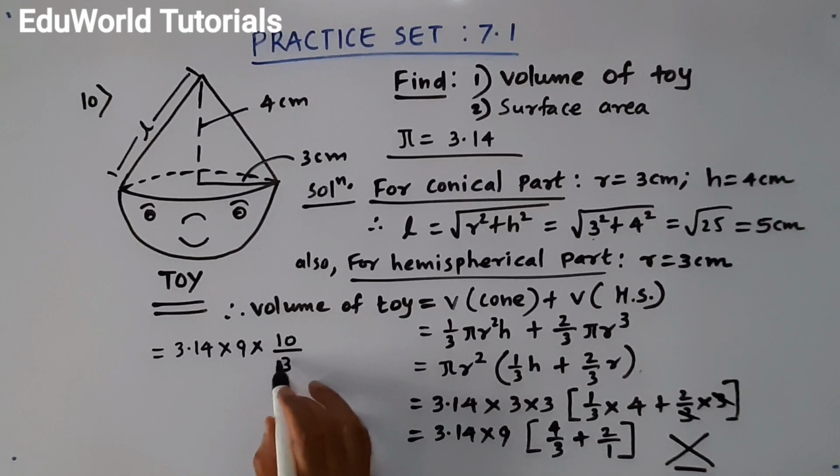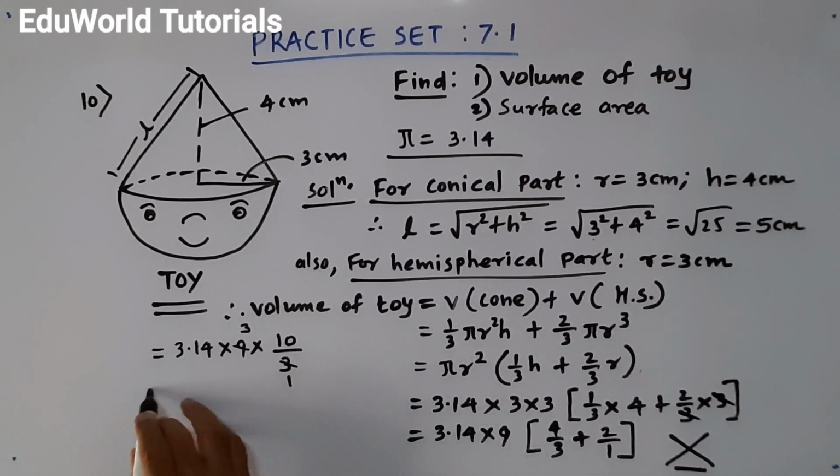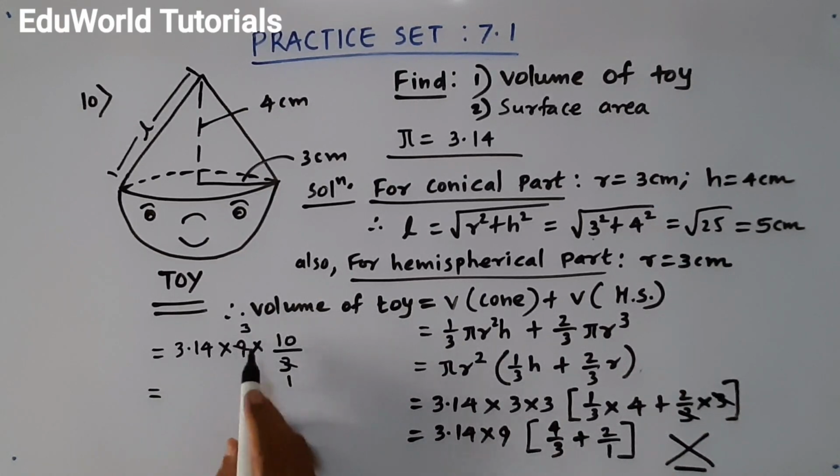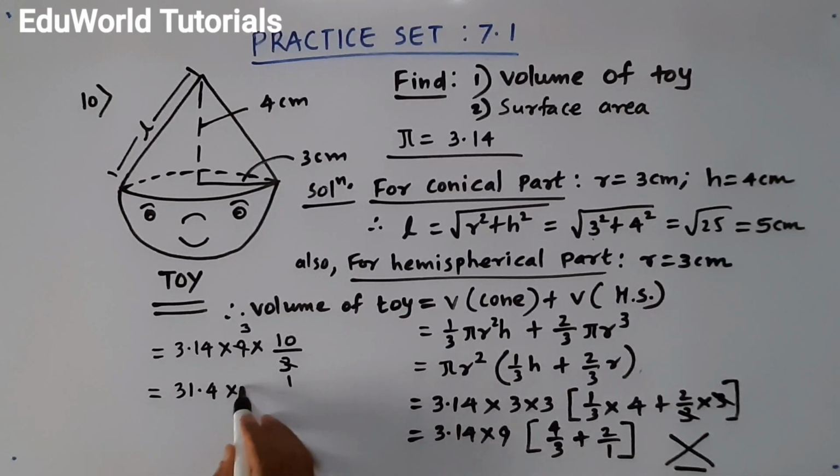And finally we can cut this, 3 ones are 3, 3 threes are 9. So now finally we have 3.14 into 3 into 10. Now this 10 is there, so this decimal point will go one place back. So it is 31.4 into 3.